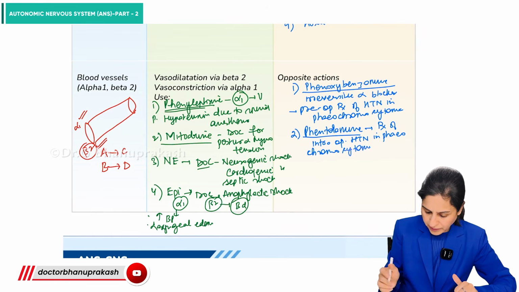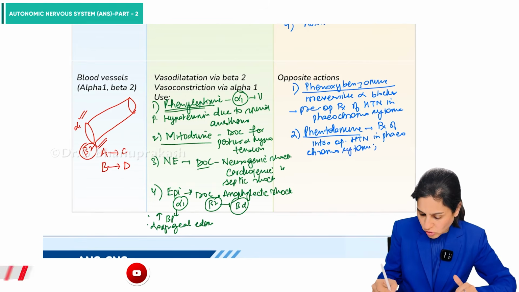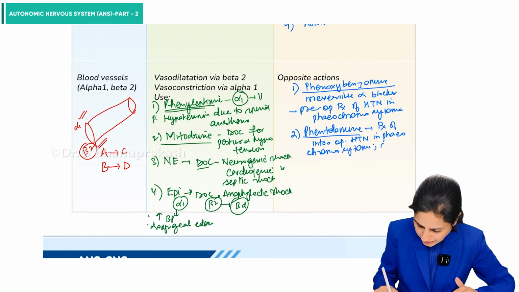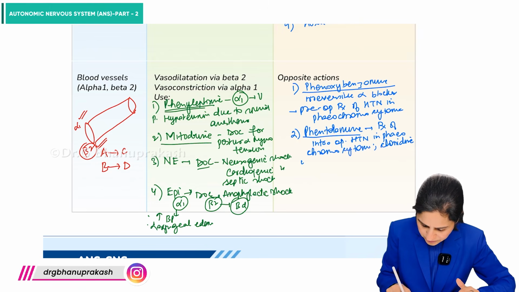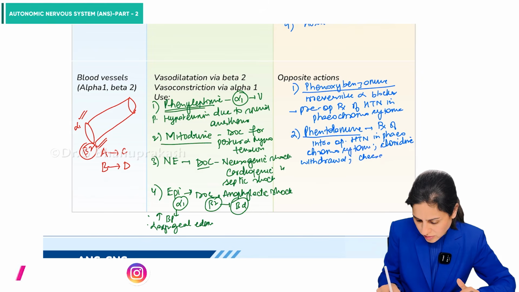Okay. Another use of phentolamine can be during hypertensive emergencies, like in case of clonidine withdrawal or in case of cheese reaction.